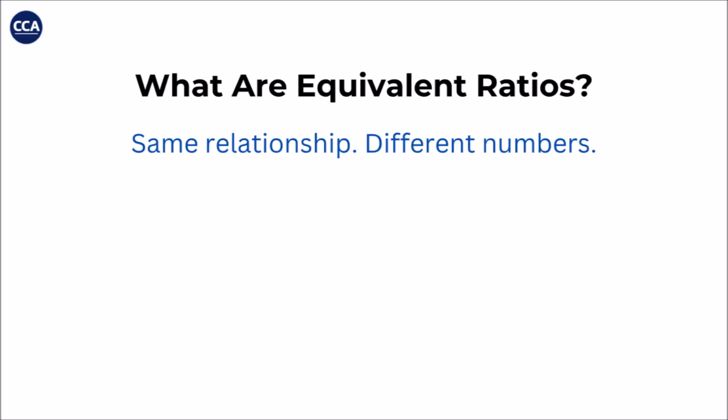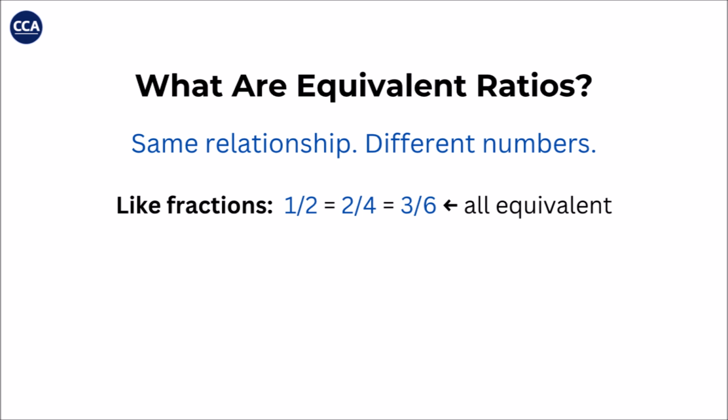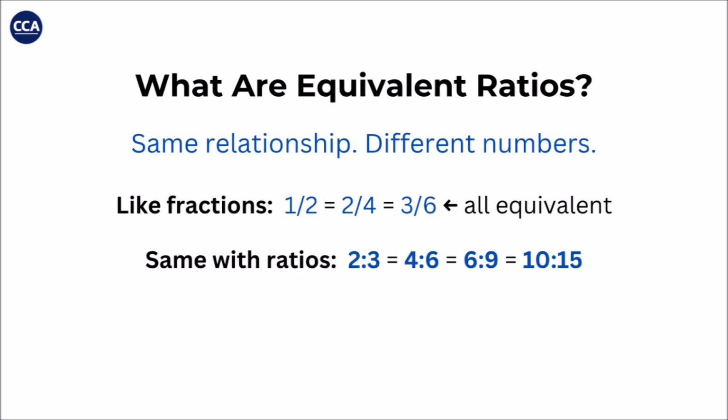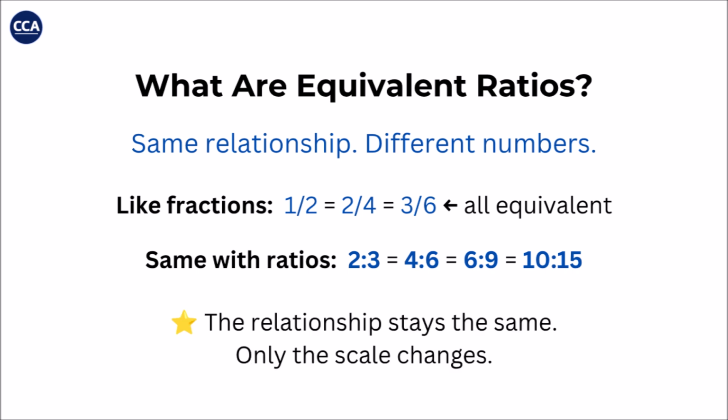In this second lesson, we will talk about equivalent ratios. Equivalent ratios are ratios that represent the same relationship, even though the numbers look different. Think about fractions. 1/2 and 2/4 look different, but they mean the same thing. Ratios work exactly the same way. The ratio 2:3 and the ratio 4:6 are equivalent. They represent the same relationship. For every 2 parts of one thing, there are 3 parts of another. The numbers are bigger, but the relationship is identical.